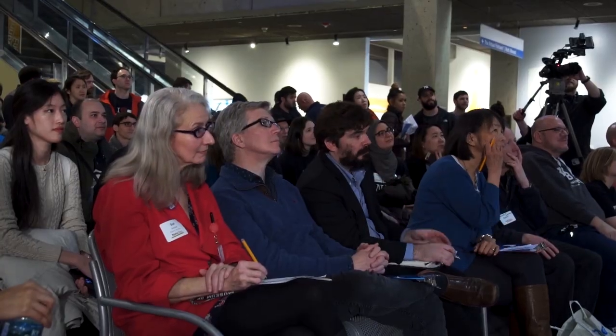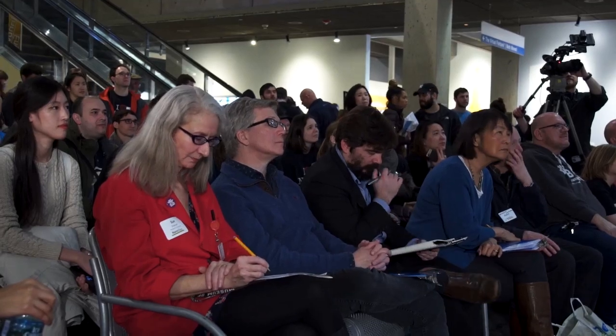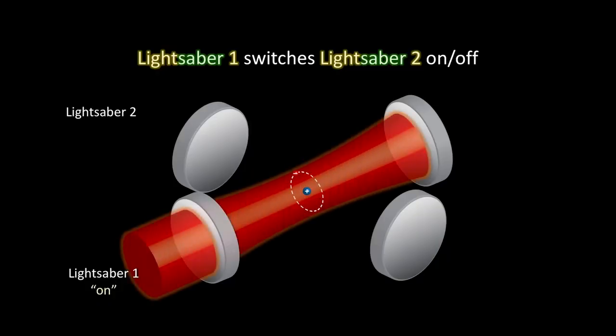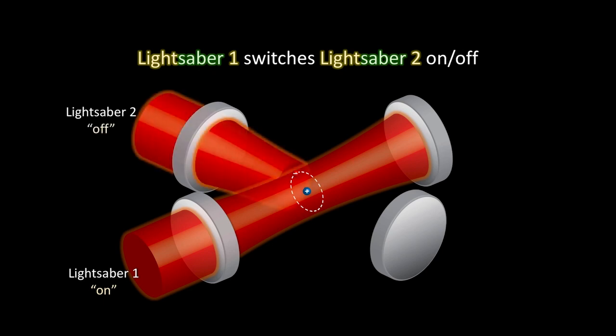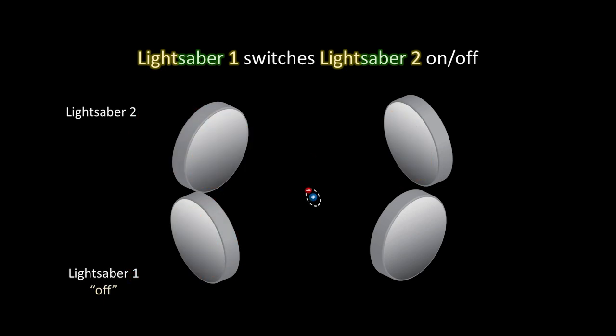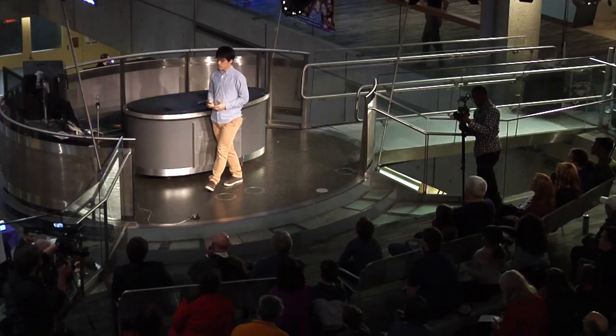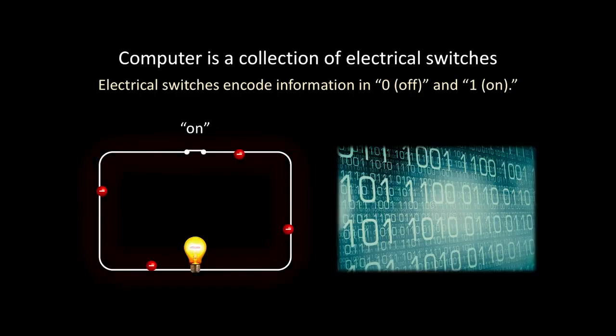So we are taking it one step further to have one control the other. If we cross the 2 lightsabers and turn lightsaber 1 on, then the second one cannot be turned on. Or if the first one is off, then the second one works again. This means that lightsaber 1 can switch lightsaber 2 on or off. And this can be used to make a computer, because computers are made of millions of electrical switches that can be turned on or off.